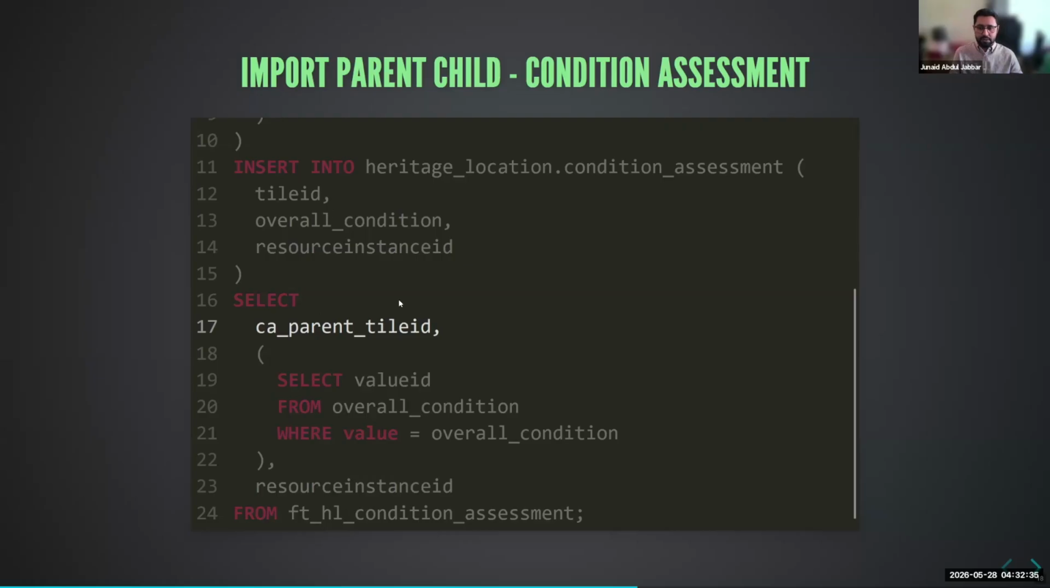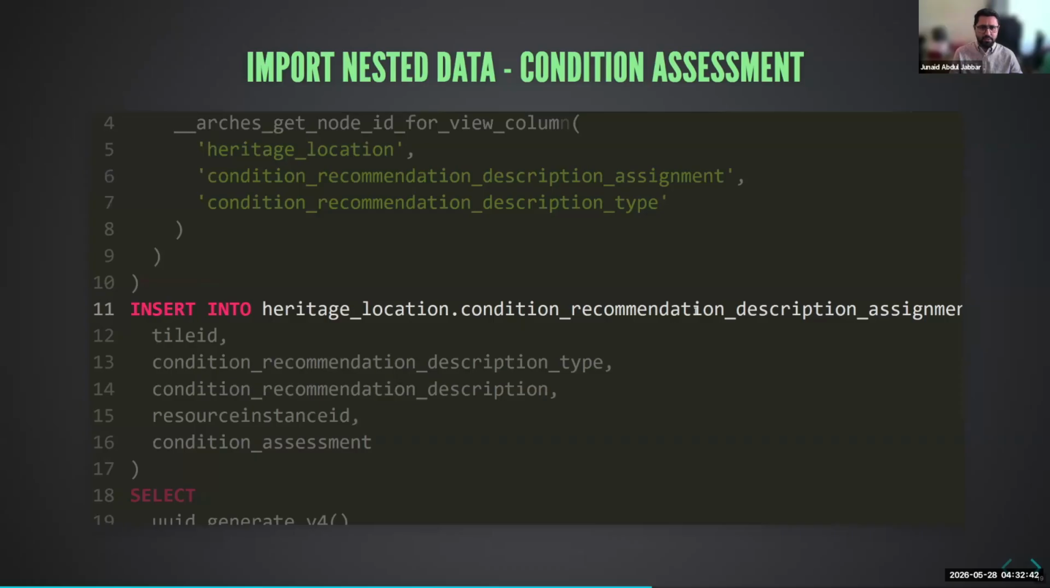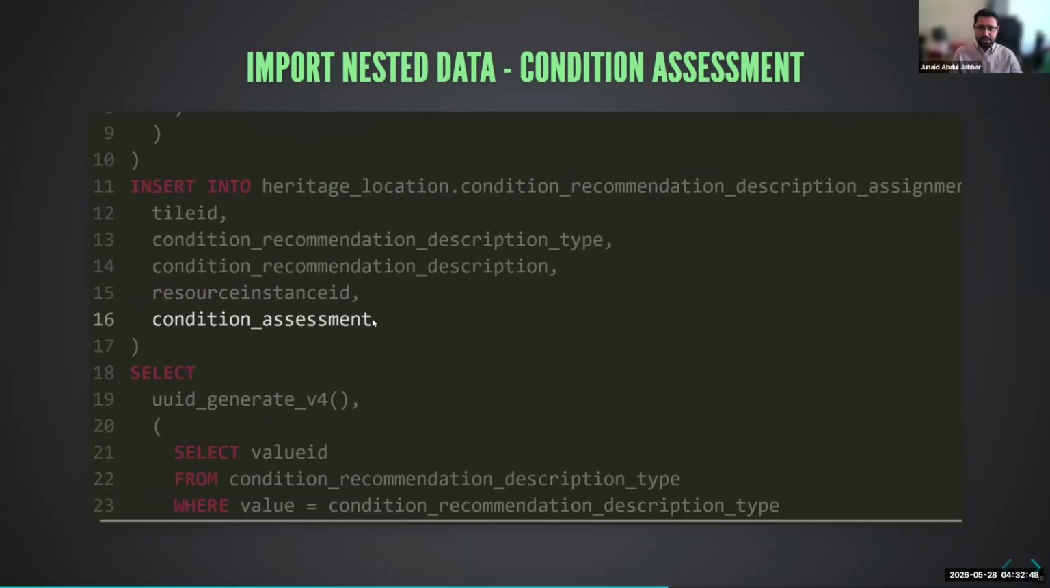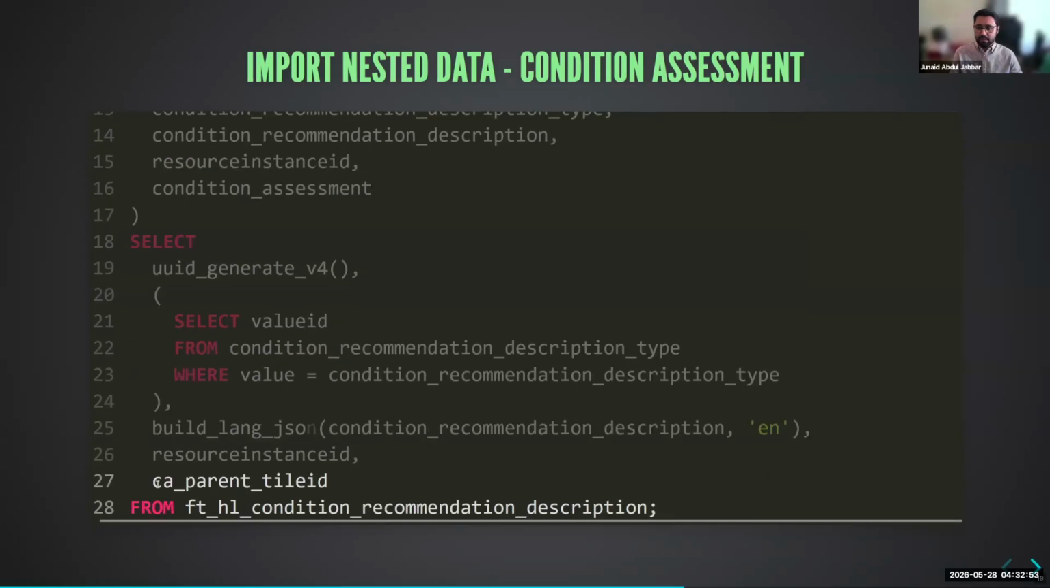So we populate the condition assessment parent like this, and then looking at the child, which is the heritage location condition recommendation, there is a node for condition assessment, which basically contains the information for the parent, and we pass the condition assessment parent tile ID. And then there is no limit to how many multiples you have or how many levels of nesting you have, but you just need to keep track of these parent-child IDs, and the data would load correctly in Arches.